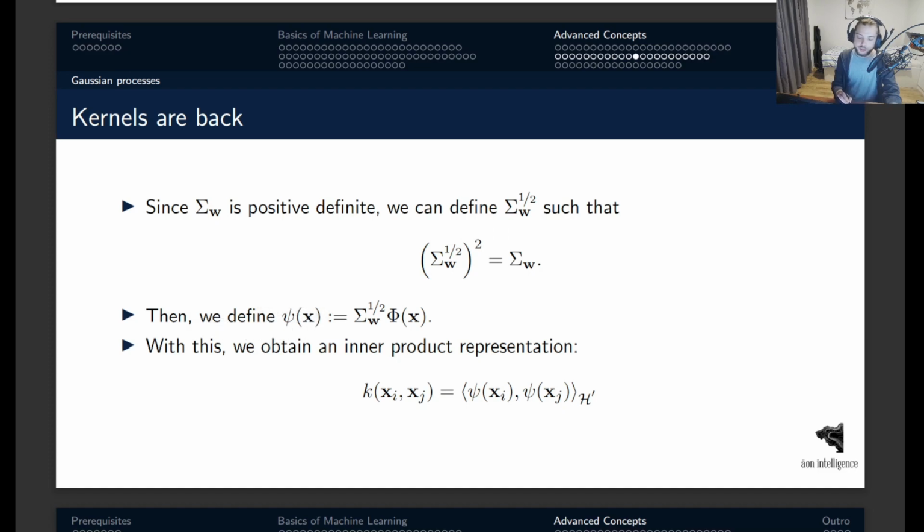And now let's define a new feature map of our observation. This feature map will be psi, and it will be defined as the square root of the covariance matrix times the feature mapped observation with the feature map phi. And with this new feature map, we obtain the inner product representation that we got to know in the kernel lectures. So the evaluated kernel for observations xi and xj is the inner product of the two feature mapped observations xi and xj with the new feature map psi. And this is the inner product for the reproducing kernel Hilbert space H tick.